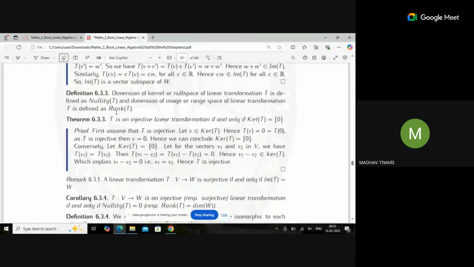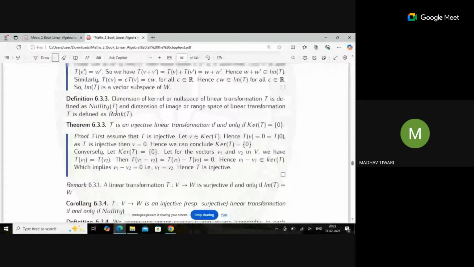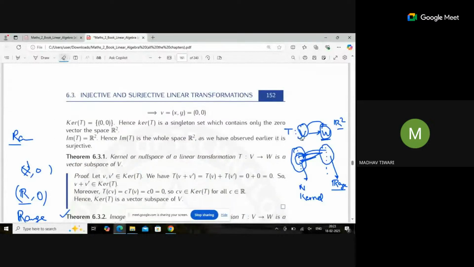Just a minute. Okay, here it is. Eraser.